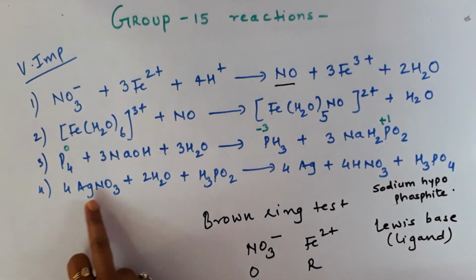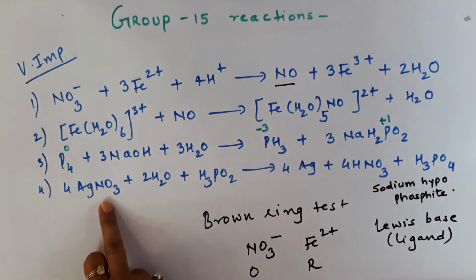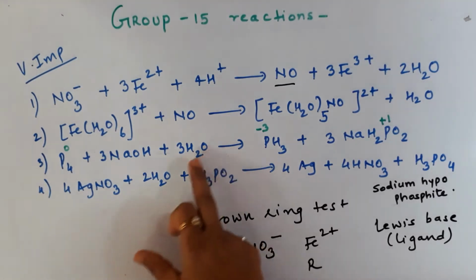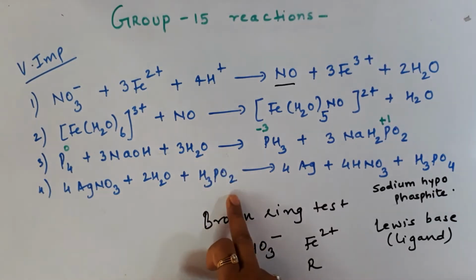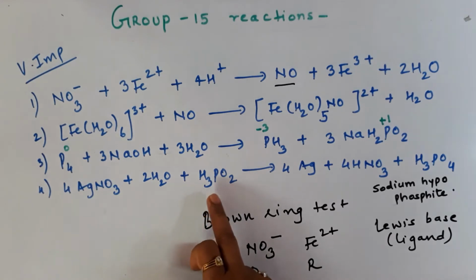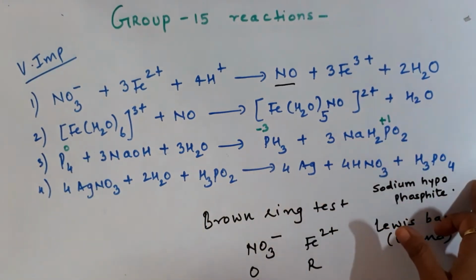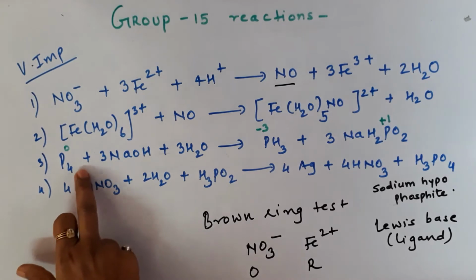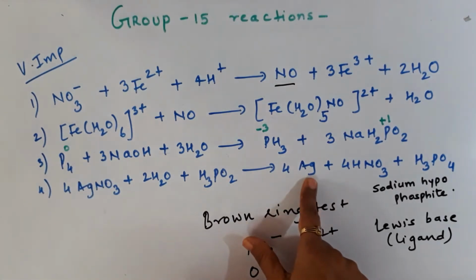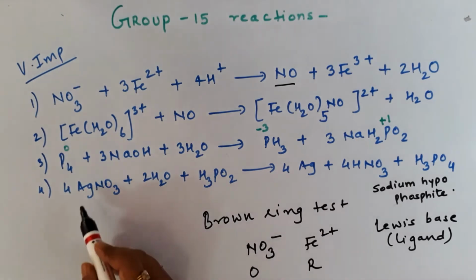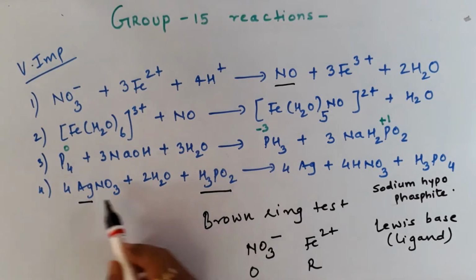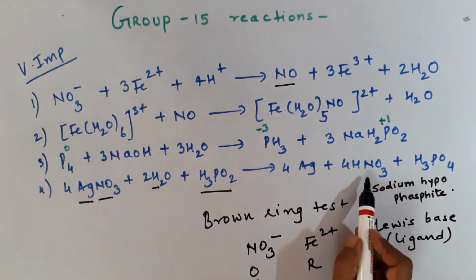Now this is the next. Silver nitrate will get reduced by hypophosphorus acid. So this is going to reduce it, and you will see that it gets oxidized from H3PO2 to H3PO4. It will become phosphoric acid. So silver will get reduced from +1 to 0, isn't it? So silver will be formed. This will become H3PO4, and what is left behind is nitric acid.